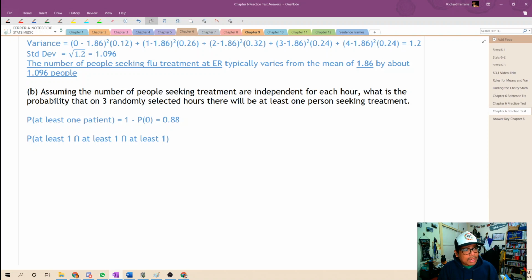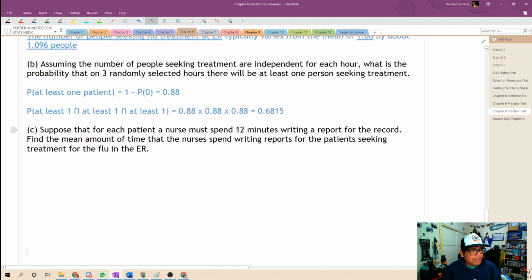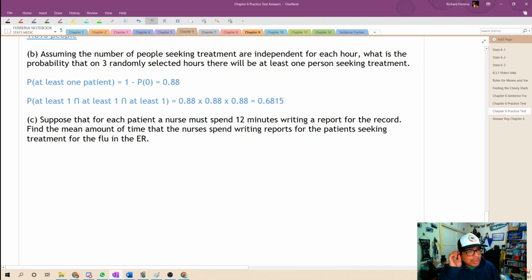Now, if we're assuming independence, the probability of at least one patient and at least one patient and at least one patient again, that's going to be equal to 0.88 multiplied by 0.88 multiplied by 0.88, which gives me a 68.15% probability. Now for letter C, suppose that for each patient, a nurse must spend 12 minutes writing a report for the record. Find the mean amount of time that nurses spend writing reports for the patients seeking treatment for the flu in the ER.